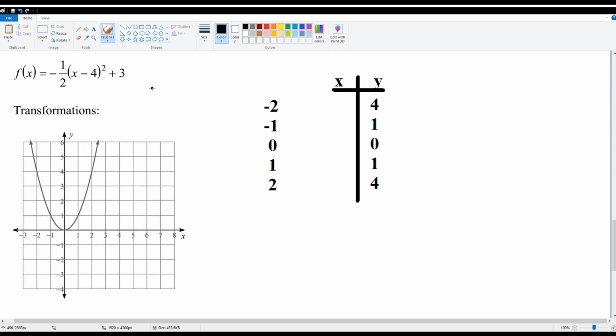So here we have -1/2 times x minus 4 squared plus 3. This time it looks like we have all 3 of the transformations. In our a position we have -1/2, in our h position we have 4, and in our k position we have 3. So we know from the previous problem that our h value of 4 and our k value of 3 are going to move us right 4 and up 3.